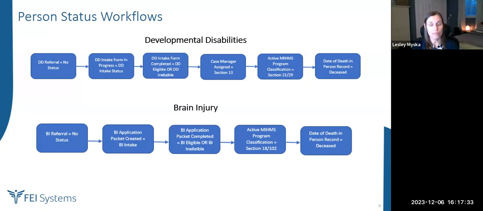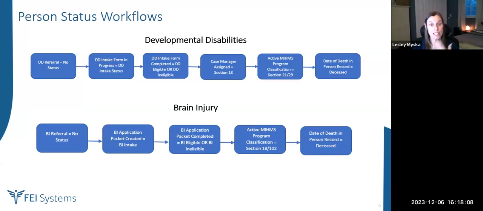Right after that, the intake and eligibility staff will create a DD eligibility assessment under that person record. This will change their status to DD intake status. So while they're going through the intake and eligibility process, they'll have a status of DD intake on their person banner. Then once their eligibility assessment has been completed, their assessment will be set to either DD eligible or DD ineligible based on the assessment.